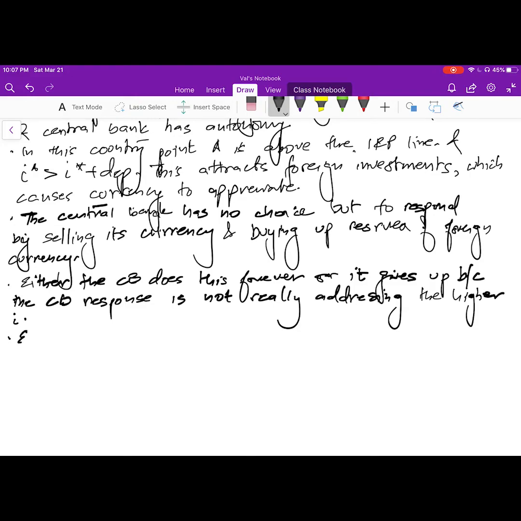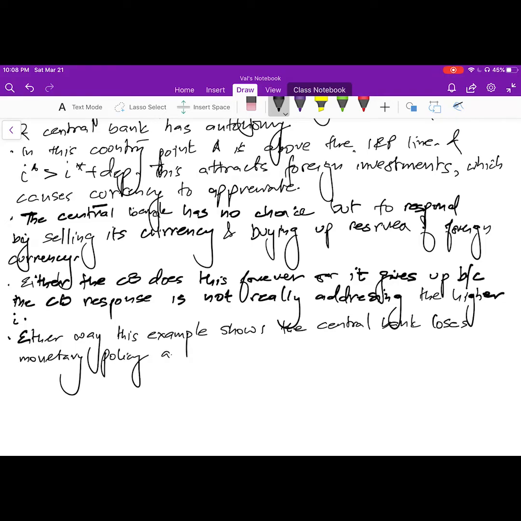So either way, this example shows that the central bank loses monetary policy autonomy, right? Either way, the central bank in this country loses monetary policy because it's unable to choose the interest rate.